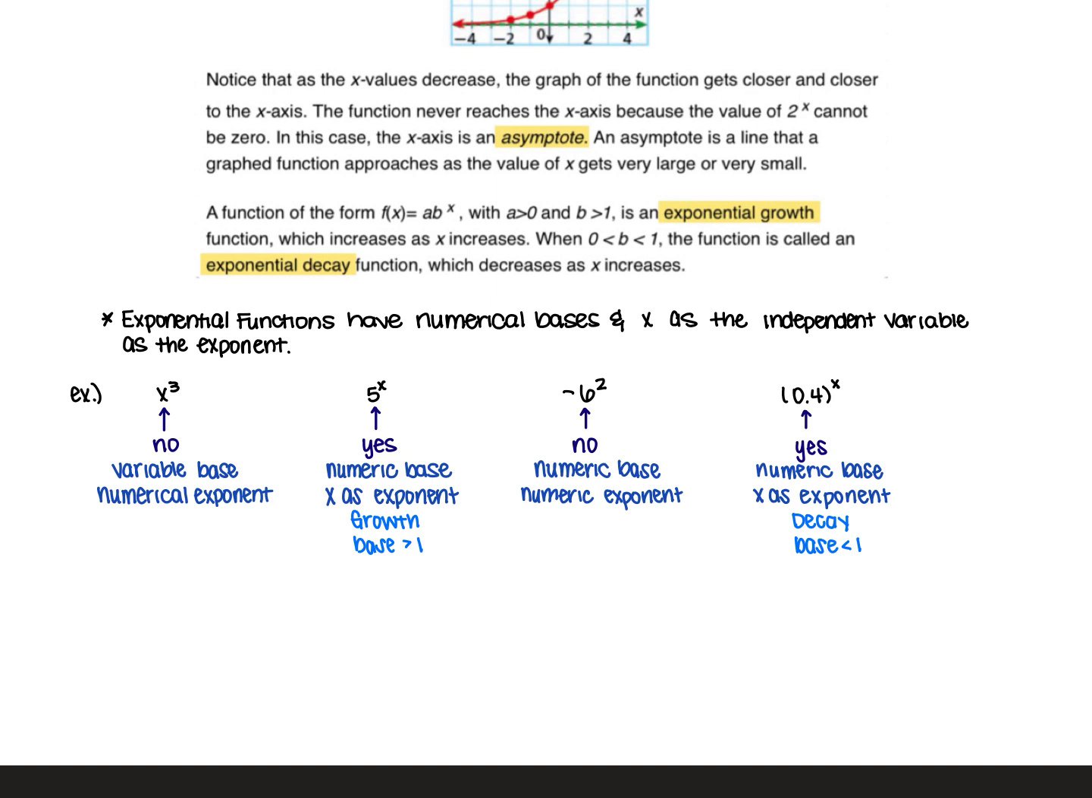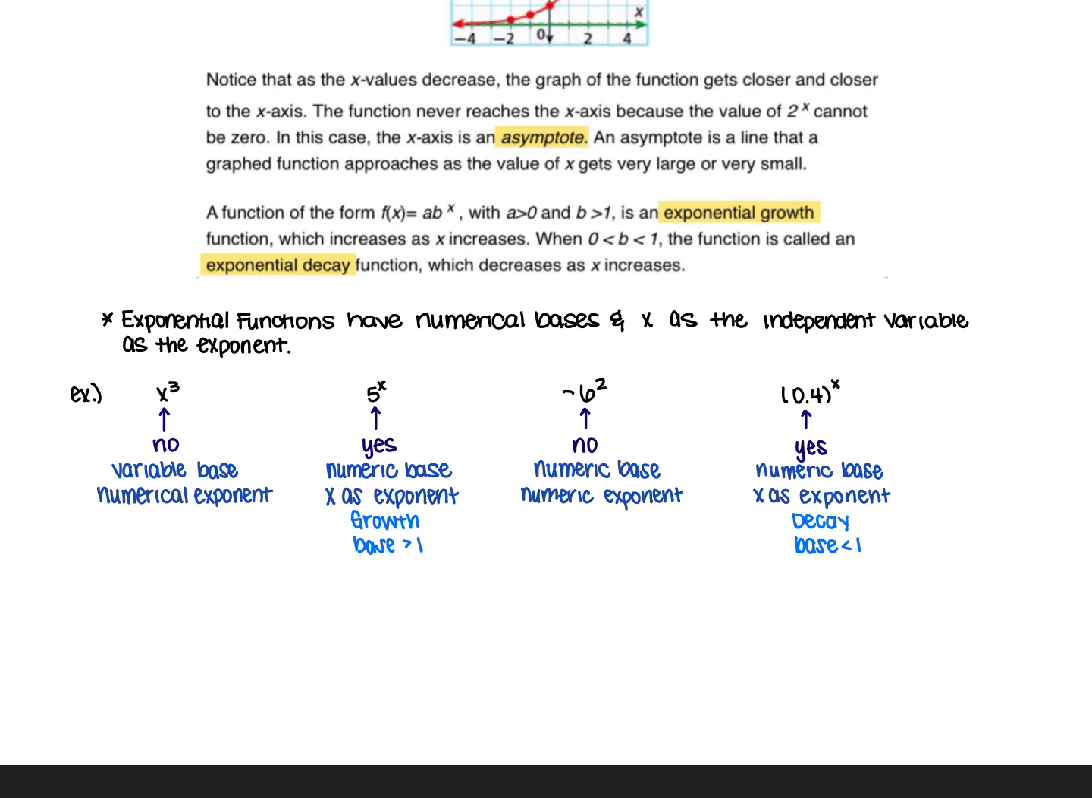to the third power. Because your power is not your x value, this one is not an exponential function. In order for it to be an exponential function, your x has to be in the exponent. So it has to be the power. So that first one on the left is not an exponential function. The one to the right of that, 5 to the power of x, is an exponential function because your x is your power. Your base here is 5, and because that 5 is greater than 1, this exponential function will have a growth. So it will go up from left to right.